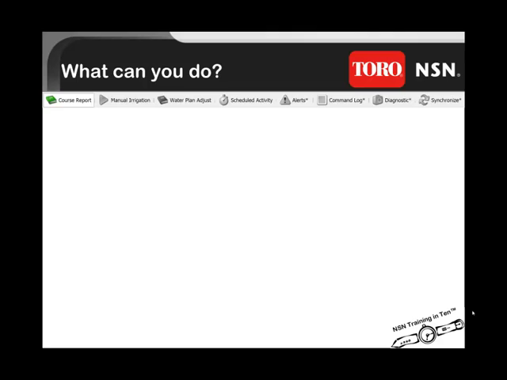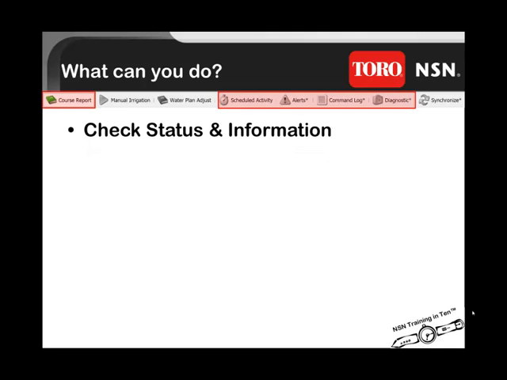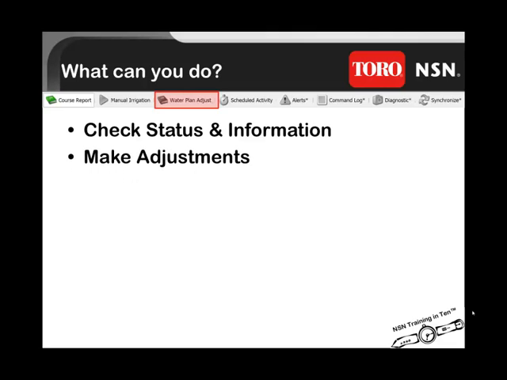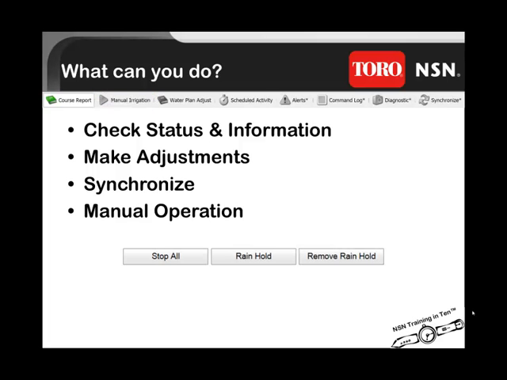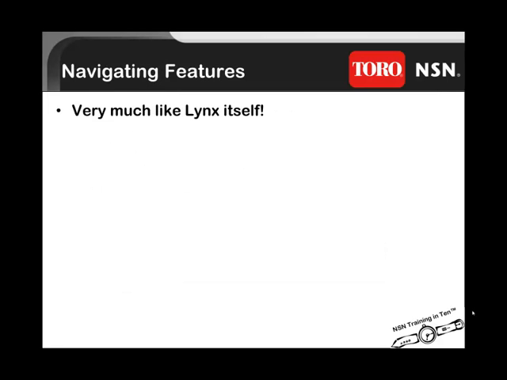Once connected, let's take a look at what we can do using Lynx Mobile. You can check the status of your irrigation system and get information about what's going on. You can make adjustments, and you can synchronize, which runs the flow manager, creating a schedule, and then if you have Network VP, downloads the information into the field. You can manually operate your irrigation, and you can do all of this from remote locations such as your living room or even out on the golf course. Along with these items, you can also initiate or remove a rain hold through these three buttons, which are available on all the screens.